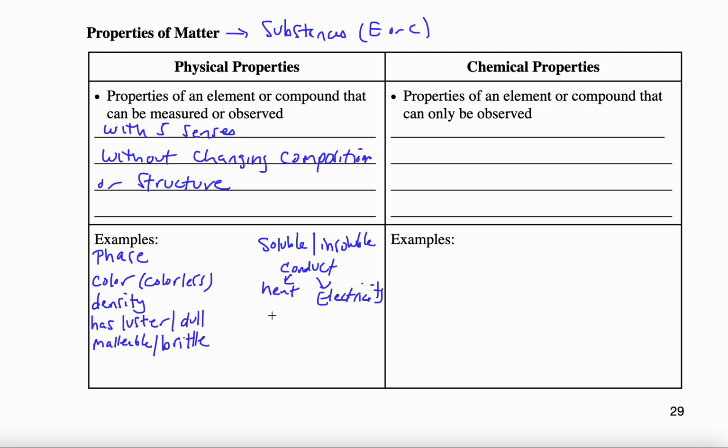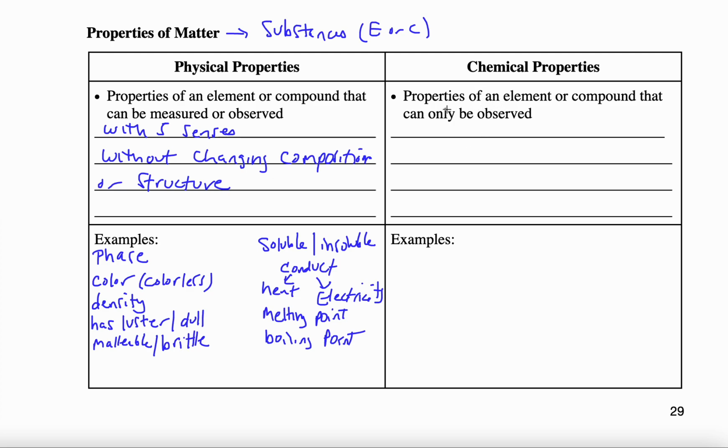Special temperatures. So what we can observe is the melting point, and the other special temperature would be the boiling point. Are there others? Absolutely, but these will get you thinking on typical physical properties in chemistry class.